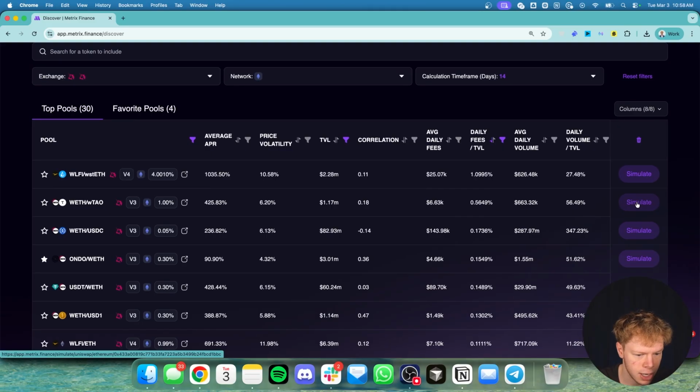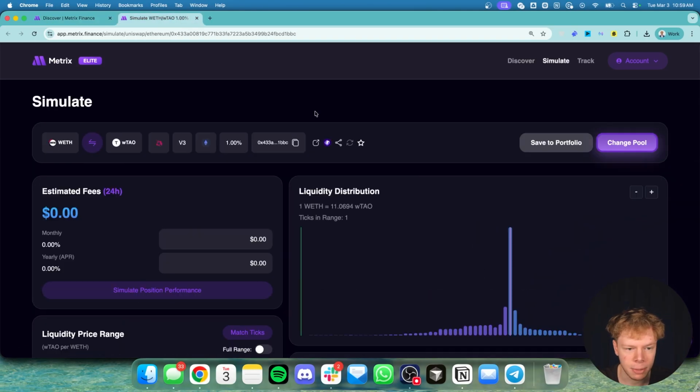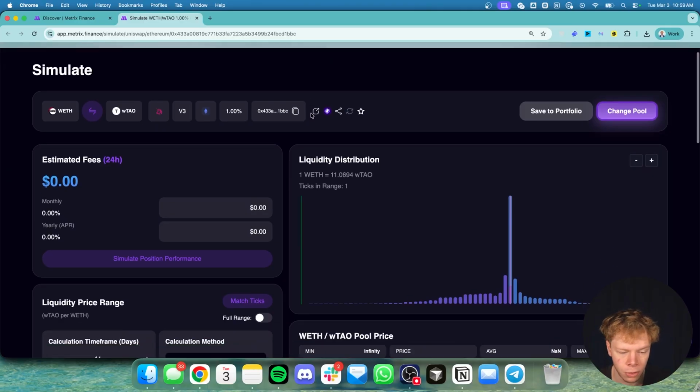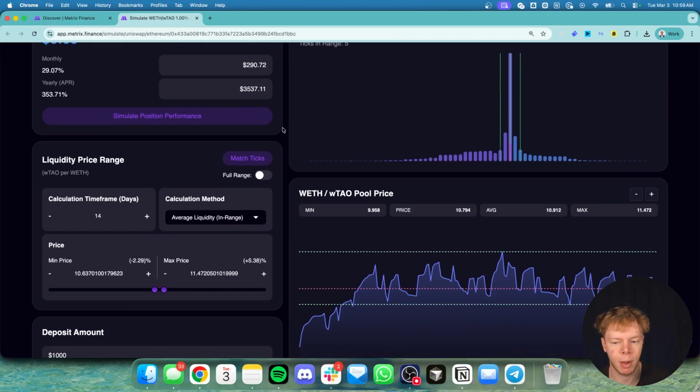One of these ones that I'm actually in is this Ethereum to Tau position. So let's just head to simulate right over here. When we head to simulate, it's actually going to pull up a simulation for Ethereum to Tau. It's going to show us all the data that Uniswap has and more.